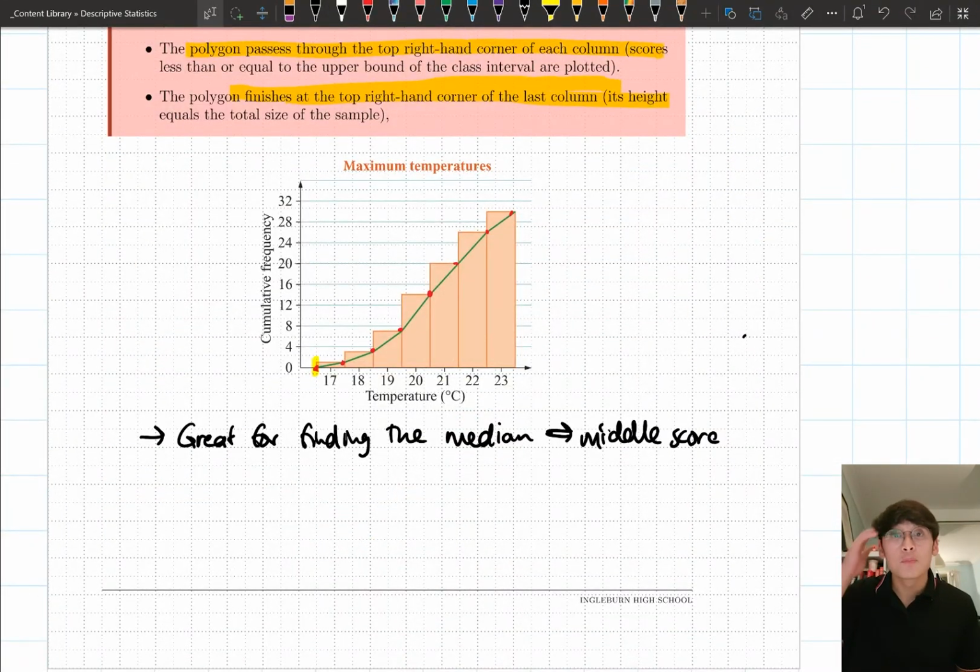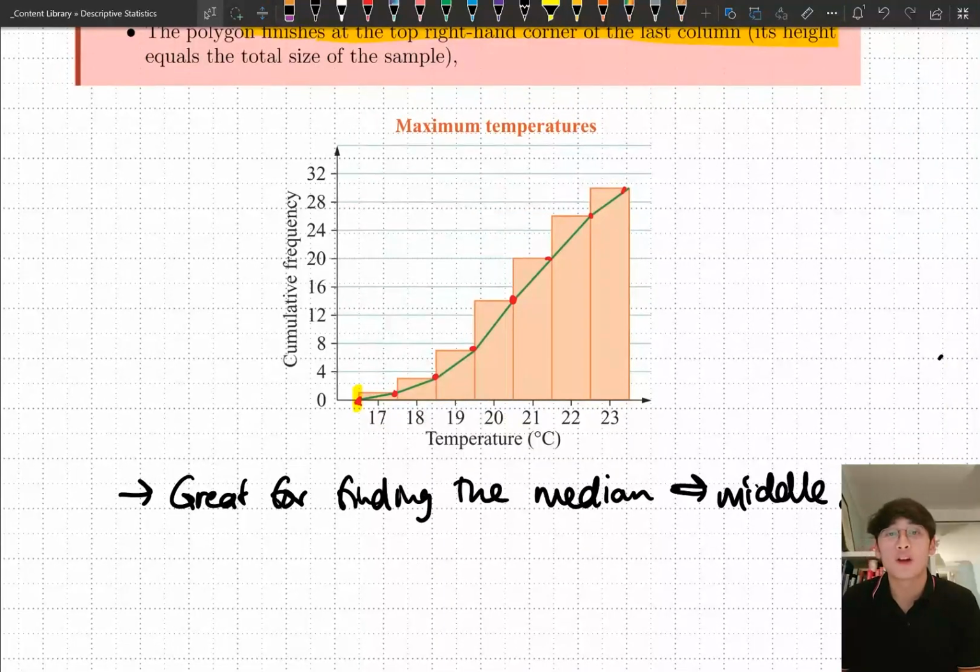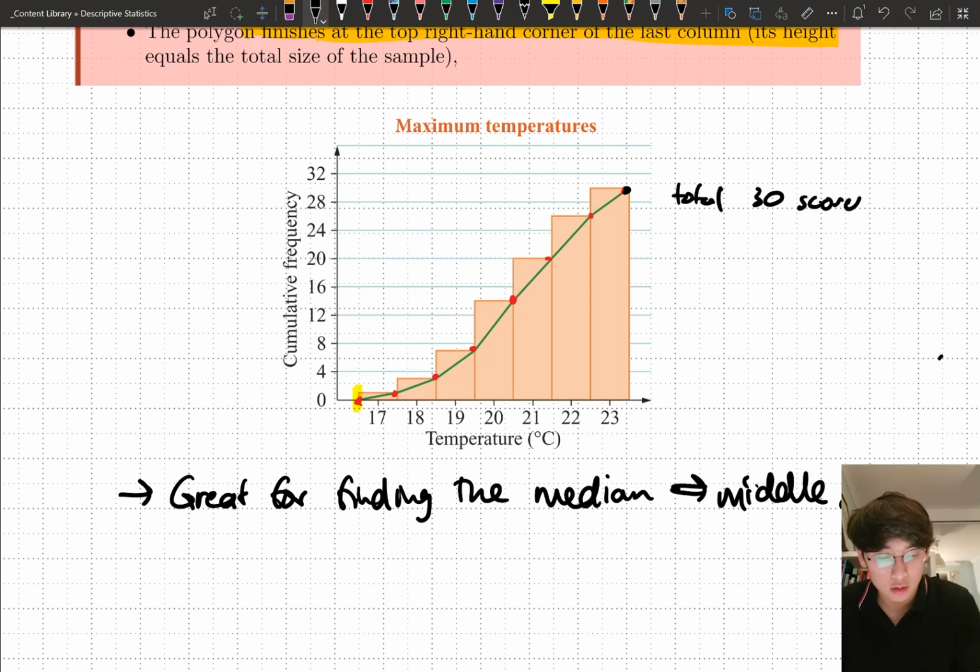So if I want to find the median, all I need to do is find the middle of all of that, and read that off from my vertical axis, and that gives me the median. So for example, on this cumulative frequency histogram and Ogive, if you have a look, the final score is up here, and that tells me that there's a total of 30 scores.